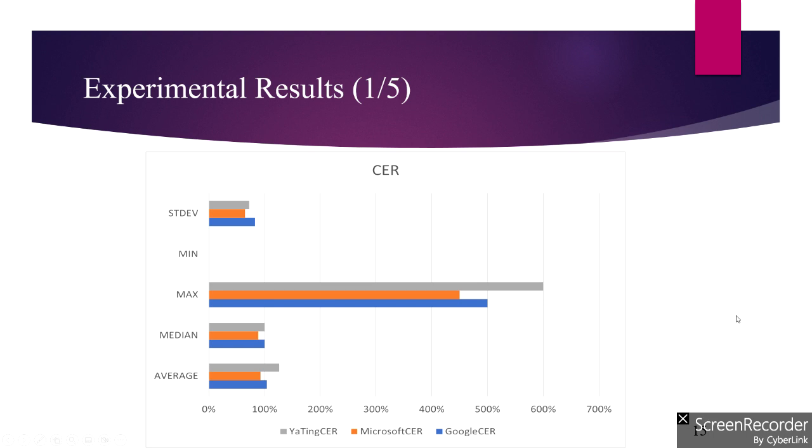The maximum CER of Google is 500%, Microsoft is 450%, and Yating is 600%. The standard deviation of Google's CER is 83%, Microsoft's is 32%, and Yating's is 73%. Therefore, Microsoft's speech model performs better in terms of CER recognition ability.